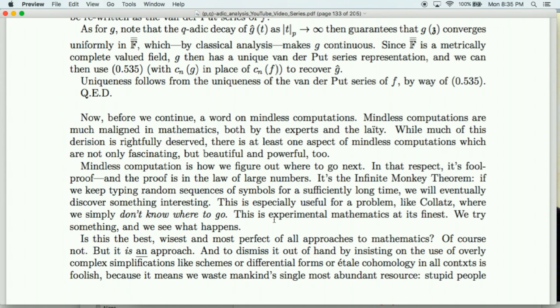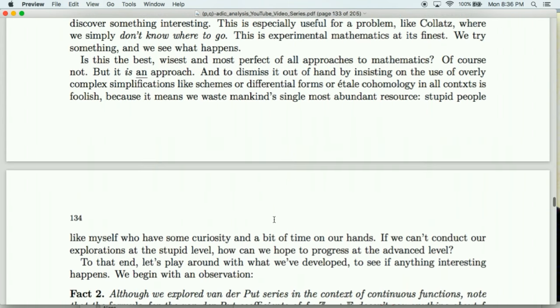We try something, and we see what happens. Is this the best, wisest, and most perfect of all approaches to mathematics? Of course not. But it is an approach. And to dismiss it out of hand by insisting on the use of overly complex simplifications like schemes or differential forms or topological homology in all contexts is foolish, because it means we're wasting mankind's single most abundant resource: stupid people like myself who have some curiosity and a bit of time on our hands. If we can't conduct our explorations at the stupid level, how can we hope to progress at the advanced level?